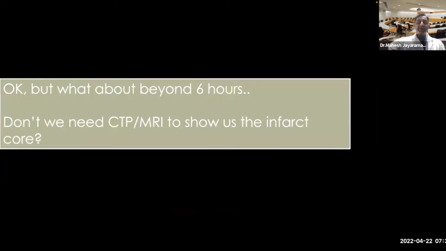Okay, what about beyond 6 hours? Didn't the trial show that we need CT perfusion and MRI to show us the infarct core? Well, a couple of groups have looked at this.